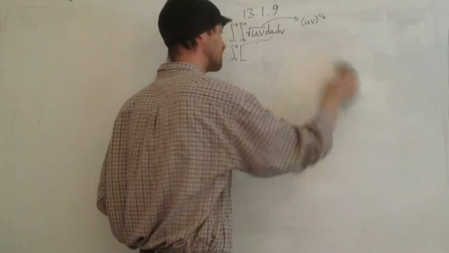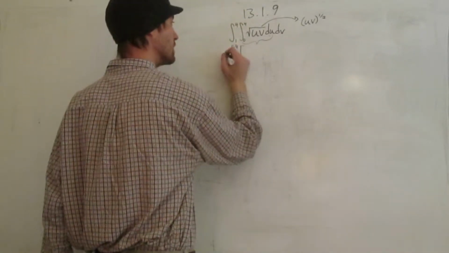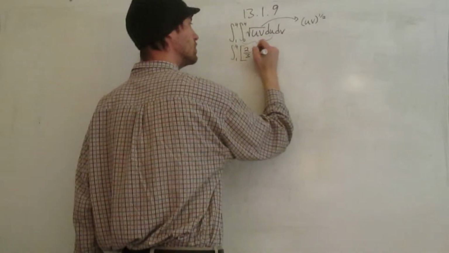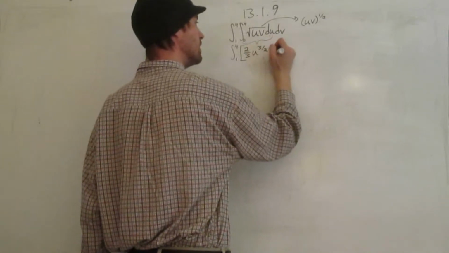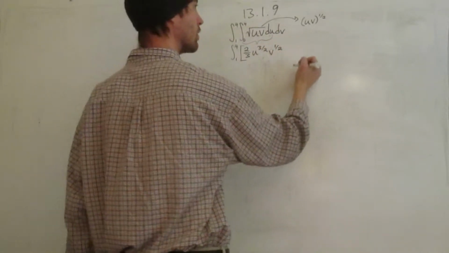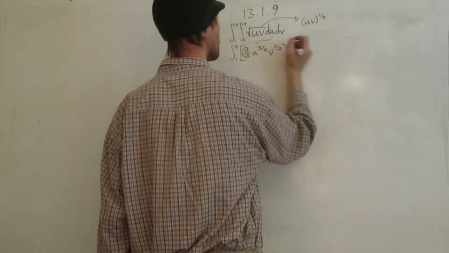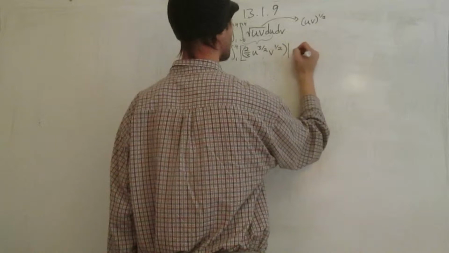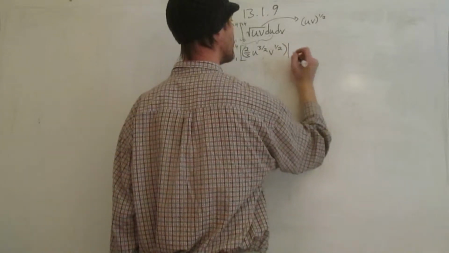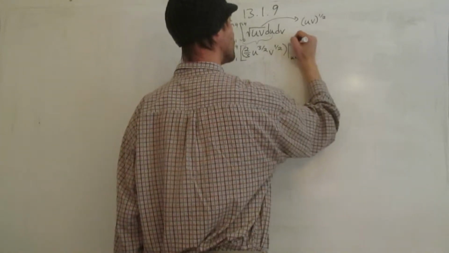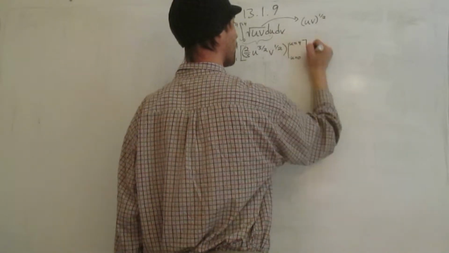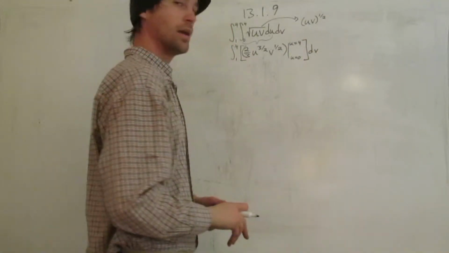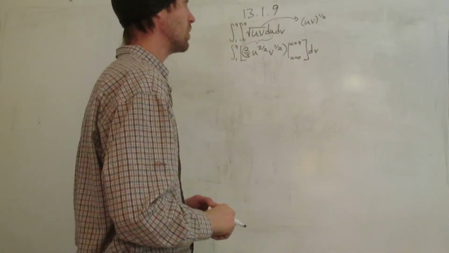So what we get is 2/3 u to the 3/2 v to the 1/2. Okay? And this is evaluated from u equals 0 to u equals 4, and we have dv out here. So far, so good. Now, what is the next step?